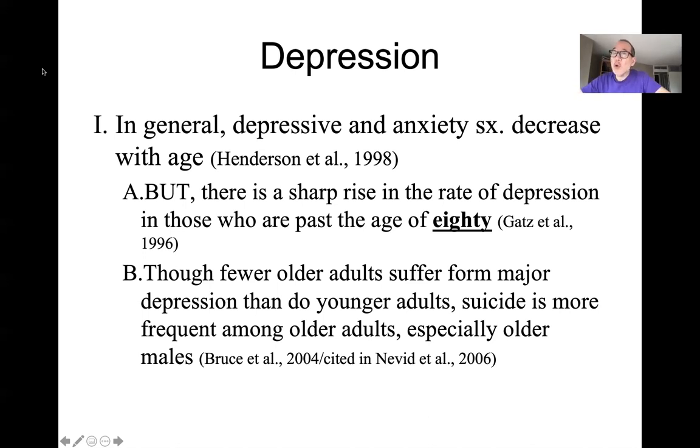But for those in low SES brackets, it may be a time of increased stress and anxiety about their financial stability and access to resources. Despite this period around the early elderly period, 65 to 75 and 75 into 85, there's a sharp rise in the rate of depression in those who are past the age of 80. In the later elderly, we start seeing a really sharp increase in depression as well as suicide.